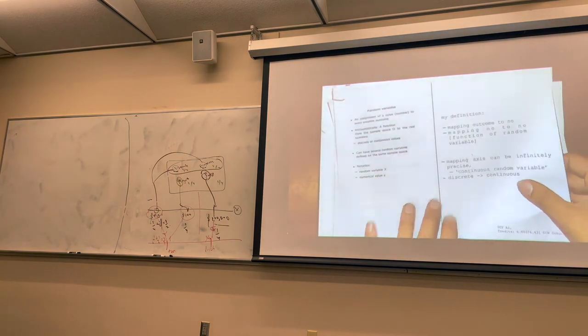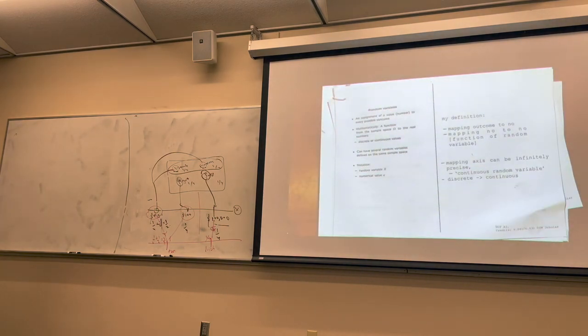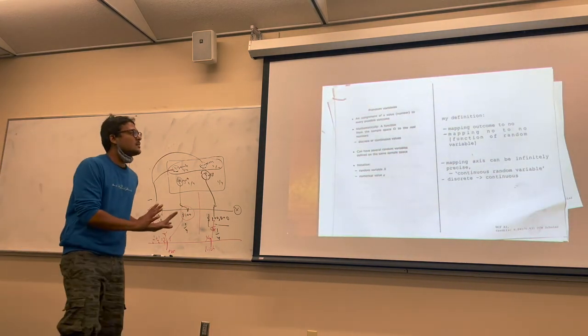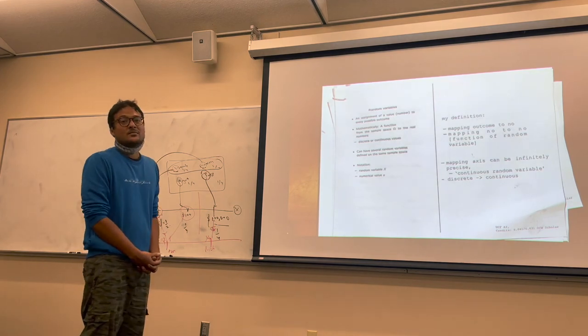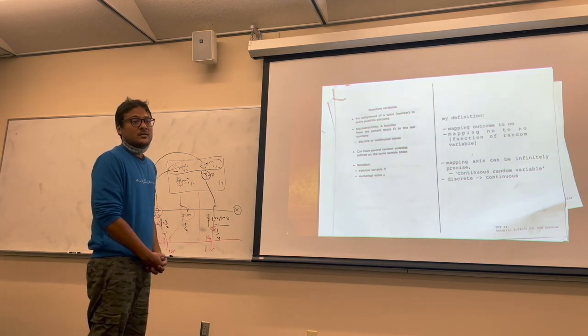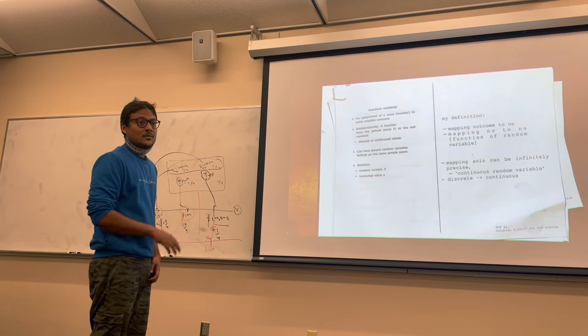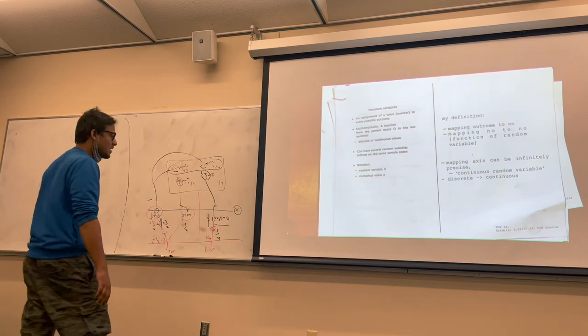Okay, so any doubt before we proceed? Is there anything which is not clear in the definition of a random variable? Nathan? Seems pretty straightforward. Straightforward? Okay.